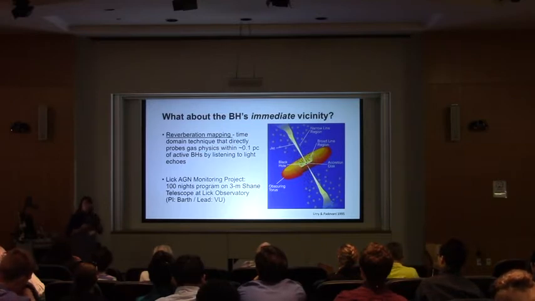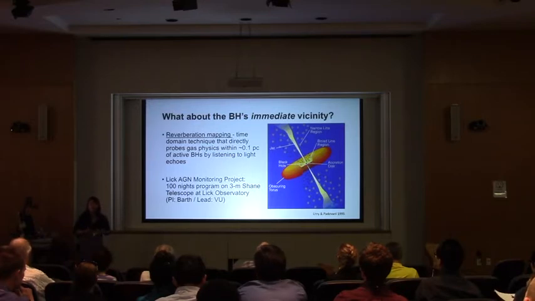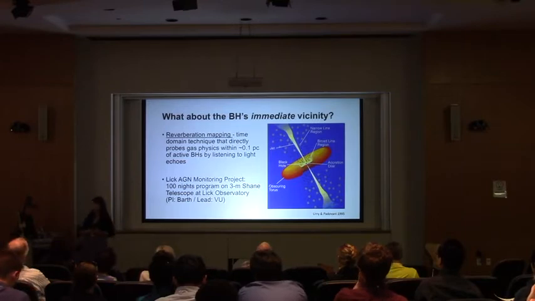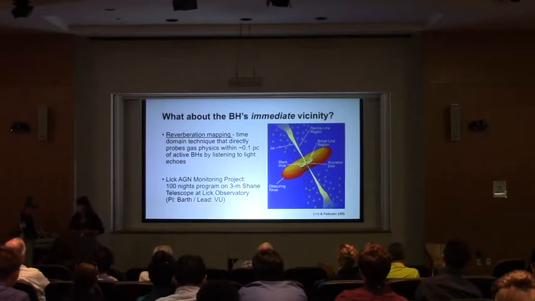I won't have time to go more into this, but I will just quickly advertise that we have led a recent new campaign of the Lick AGN Monitoring Project, where our program was approved for 100 nights, and it took place over the last year or so on the 3-meter Shane telescope at Lick Observatory, and it was the single largest program to be approved at Lick. And so we've got a lot of really good data to measure the spectral line variation in order to probe the broad-line region gas physics around AGNs.